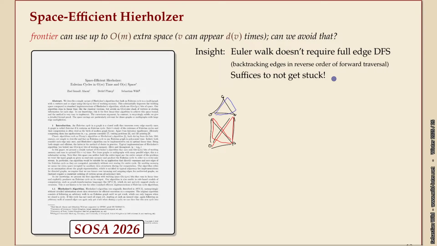But you still have to make sure you don't get stuck in the final backtrack. So you need to store the first edge you reach a vertex with separately, but then all the others, you can just say, yeah, I've seen those. The order doesn't matter.